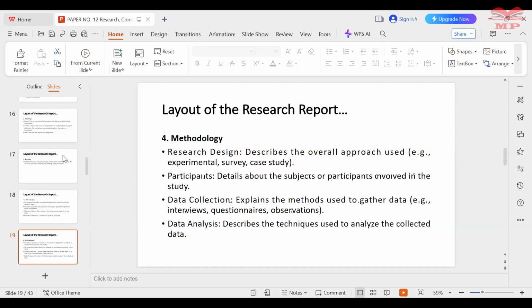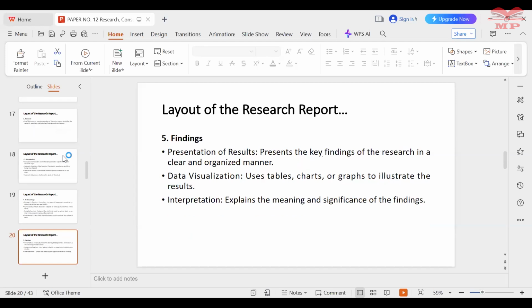So the methodology section of the layout of the research report will bring out the research design, the participants of the population of the research, or maybe the sample, the data collection instruments, the data collection techniques that have been adopted, and how the data is analyzed. So after number 4, in the layout of the research report, we move to number 5, which talks about the findings.